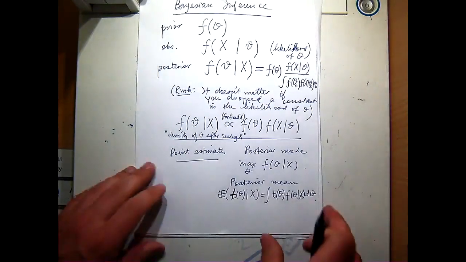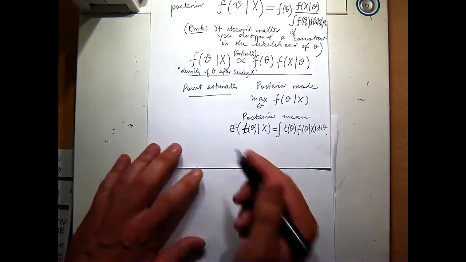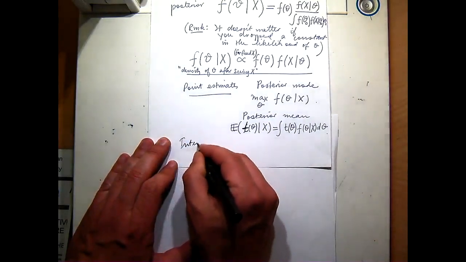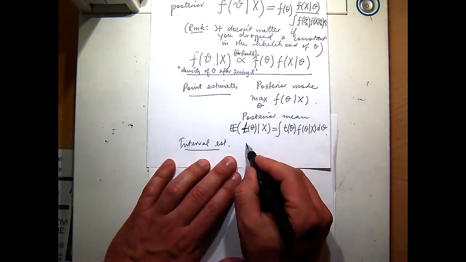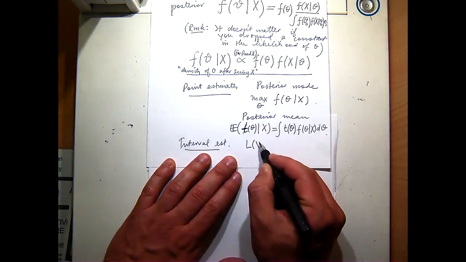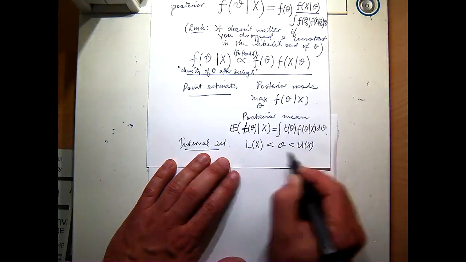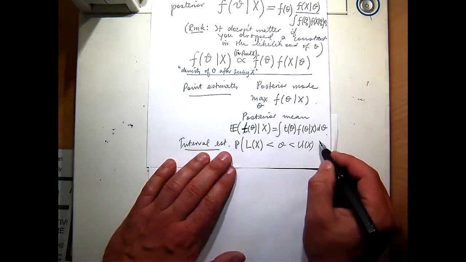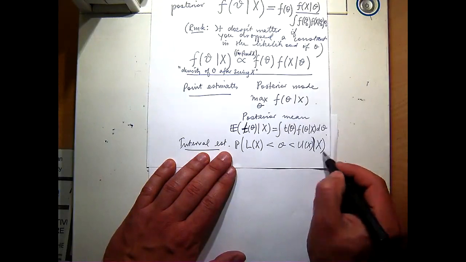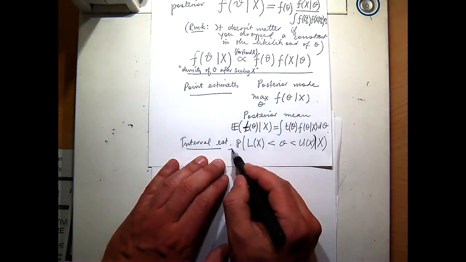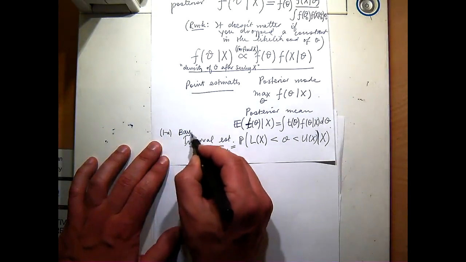So those are the point estimates, and now the interval estimate. It is, of course, some function L of the observation less than theta less than u of the observation, such that the probability of that, given x, of course, it all depends on x, should be equal to 1 minus alpha. And that is called the 1 minus alpha Bayesian credible interval.